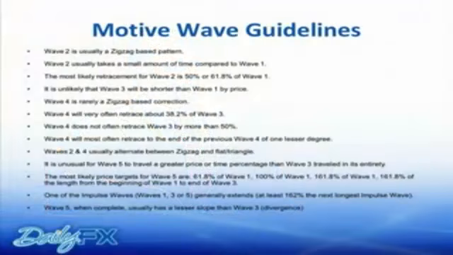Okay, and then there are guidelines. Rules cannot be broken. Guidelines are tendencies. There's so much to Elliott, and these aren't even all the guidelines, but these are the major ones. Wave 2 is usually sharp. In other words, it's usually a zigzag.